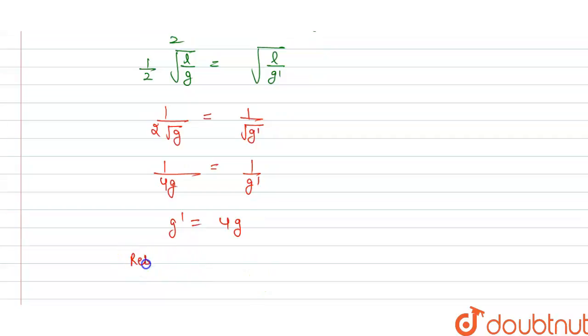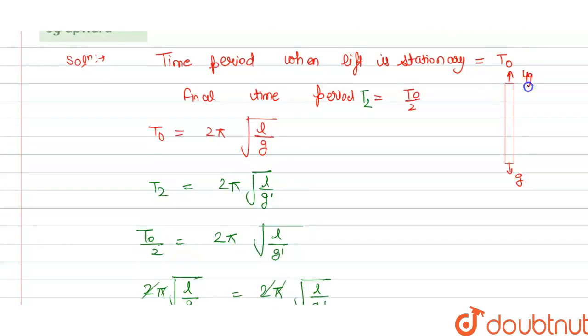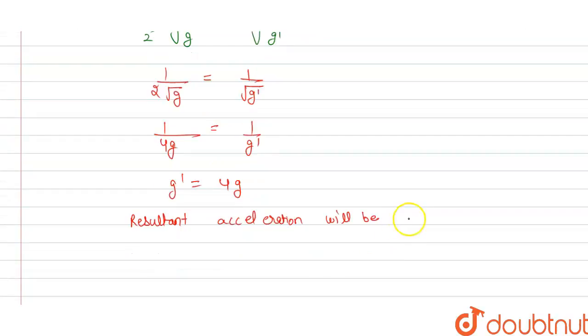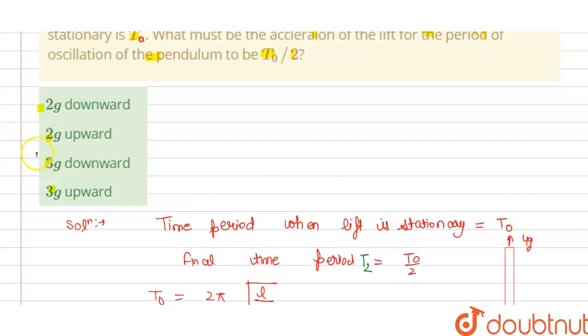So the resultant acceleration will be: 4g is acting in this direction upward and g is acting downward. So this will become 4g minus g, that is 3g, and this is acting upward, and this is the answer for the question. Now we check which option is correct here. So our option D is correct, 3g upward. So this is the answer.